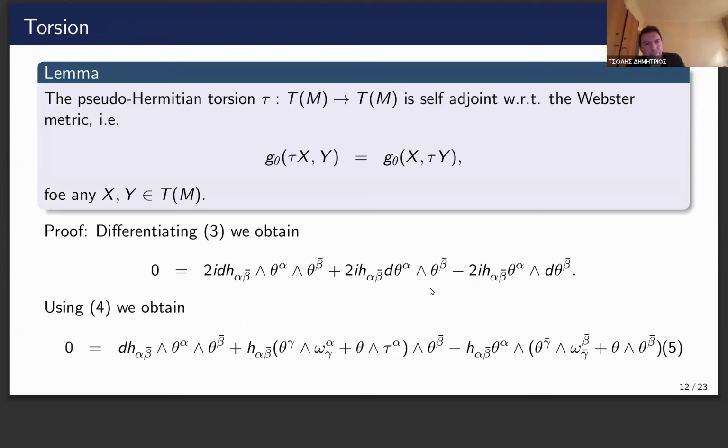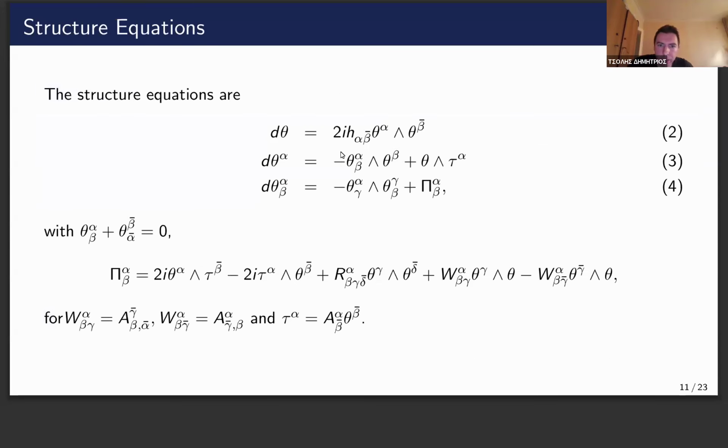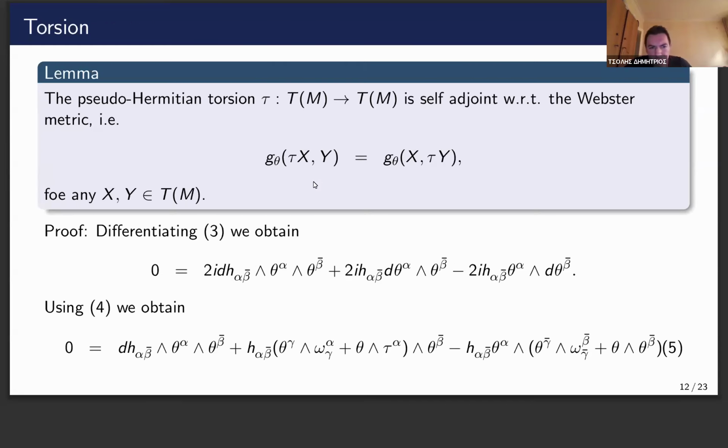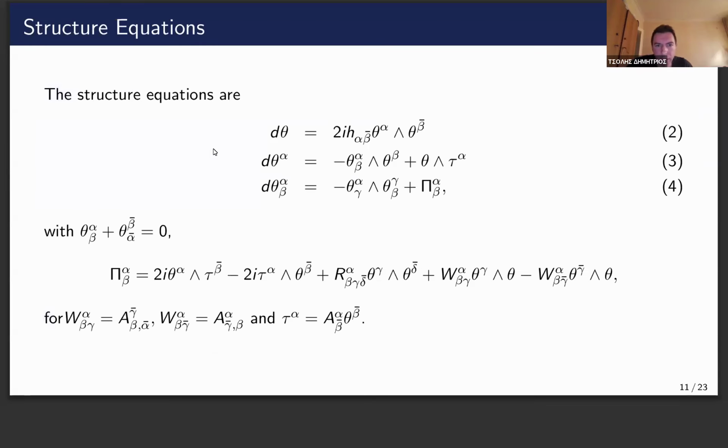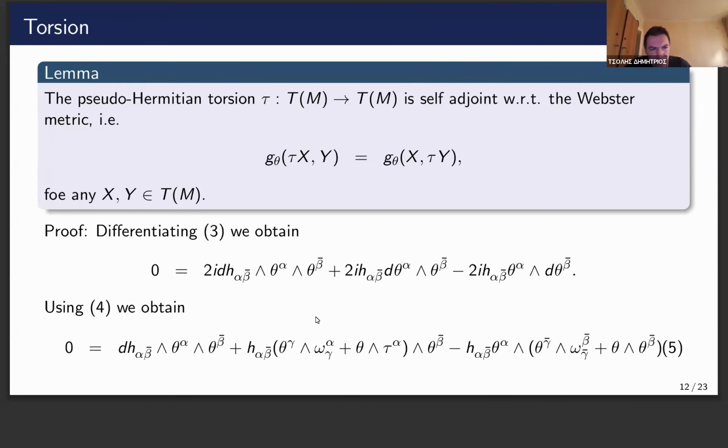Now we'll prove a lemma. Essentially what we want to prove is a property about the torsion, which is this thing here. So g of t x comma y is just g of x comma t y, and g theta is just the Webster metric. Let's prove this. First we differentiate 3. So 3 is just this. We differentiate it, and if you differentiate this, it is 0, then you can differentiate this using the product rule. So we get this thing.